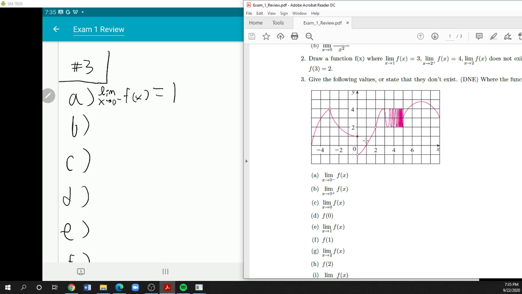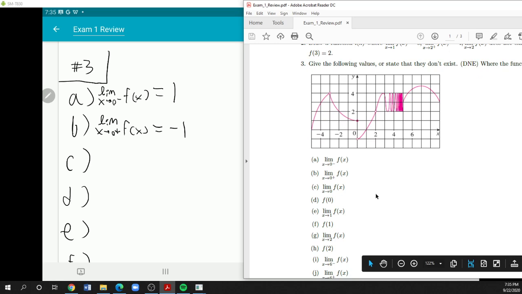As we go to 0 from the plus, we check as we go from the numbers bigger than 0, so that's going to be from the right side. So go towards 0, and it looks like we're getting close to minus 1. So limit as x goes to 0 of f of x from the plus side is equal to minus 1.